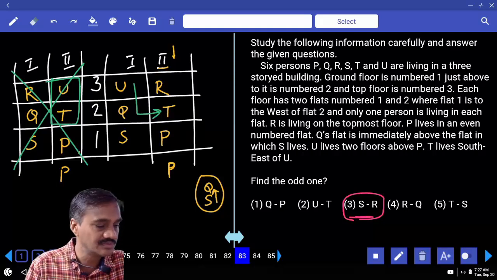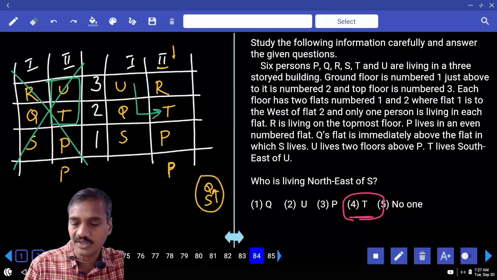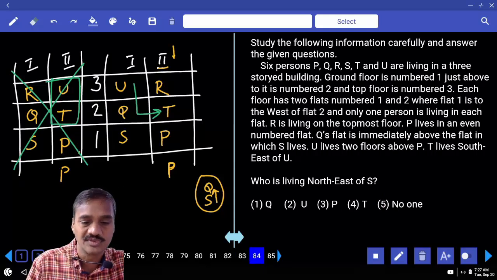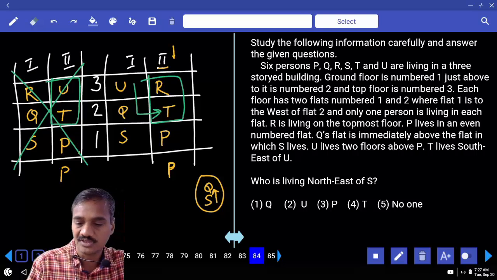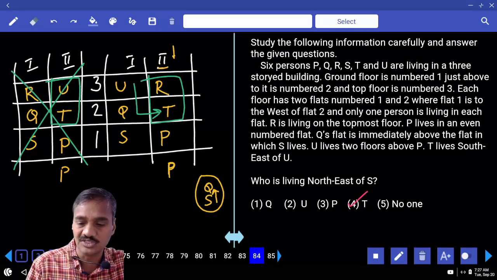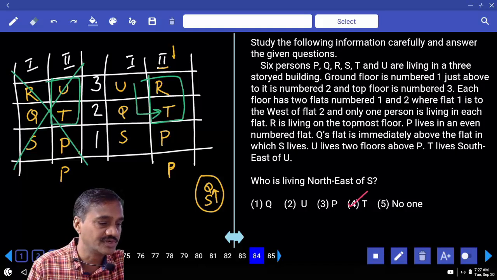Question number 83. The next one, 84. Who is living to the northeast of S? Who all are there to the northeast of S? R and T. Among these, T is your answer. 84, it is choice 4.